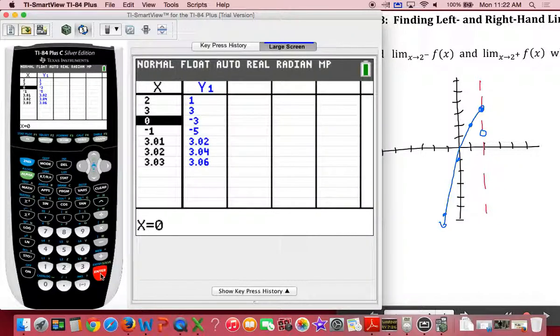And so 3 gives me a value of 3. So I'm going to plot 3, 3. And then I'm going to put in 4. And so that gives me 4, 5. And I think that'll be good enough for this. And connect the dots. And then make sure that you are labeling your lines.